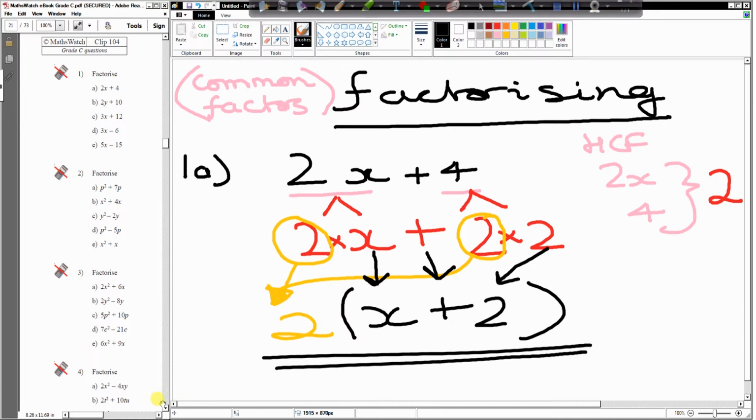Okay, how do we know as a test that we've actually done it properly? We have to look at this here, the 2x plus 2, and see, can we factorize it again? If we can factorize again, then we haven't done it properly. We need to factorize it again. Okay, that's called partial factorization.